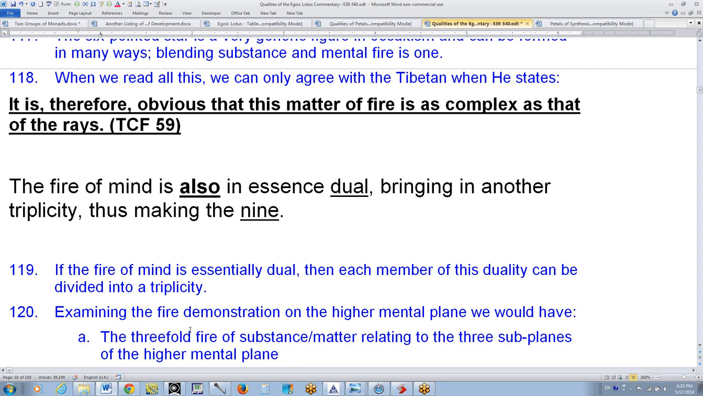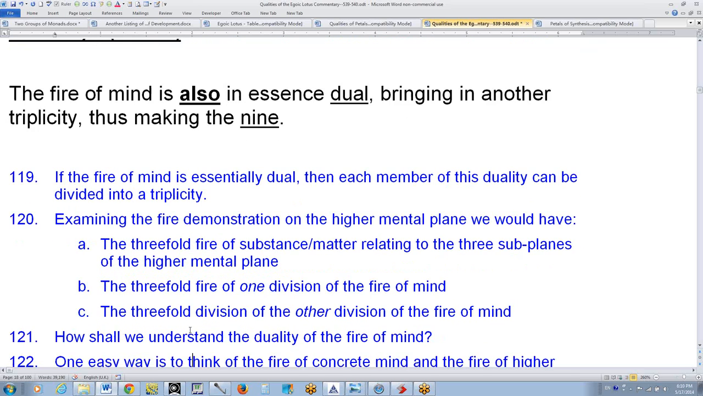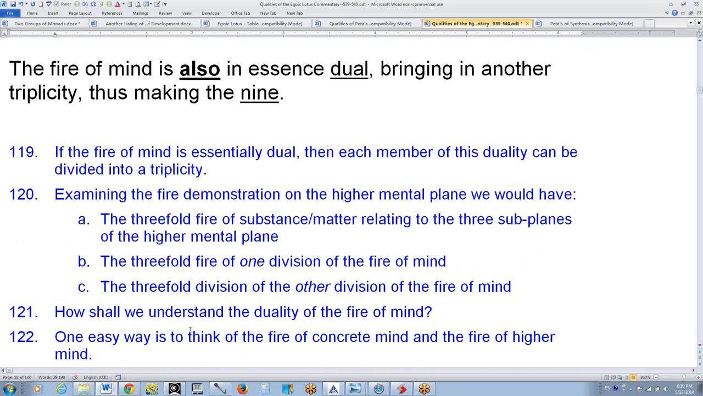The fire of mind is also, in essence, dual, bringing in another triplicity, thus making the 9. So we have the solar fire as the fire of mind and the fire of matter substance, and then the fire of mind being dual as well. So if the fire of mind is essentially dual, then each of the members of this duality can be divided into a triplicity.